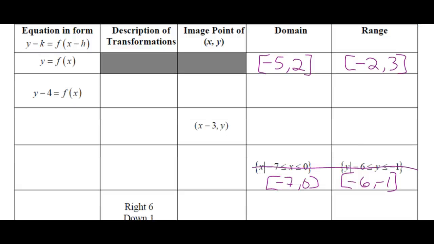So basically what you're doing is you look at it and you say, well, okay, here they gave me the domain and here, so I should be able to figure out what happened. So what happened to this domain to give this? Went 2 to the left, right? So left 2. And my range was this, and now it's this, so what did it do? Down 4. And it's either one, right? -2 minus 4 is -6. 3 minus 4 is -1. So it's down 4.